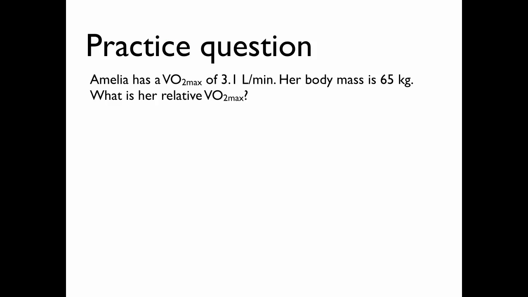Let's do a practice question. If I said Amelia has a VO2 max of 3.1 liters per minute, that means that's her maximal ability to consume oxygen. Her body mass is 65 kilograms. And I was to ask you, what is her relative VO2 max? Instead of just watching this presentation, I want you now to pause this video and try it out yourself. Once you've come up with a solution, or if you get stuck, come back to the video and the answer will be there.